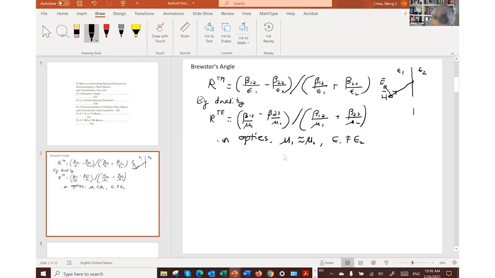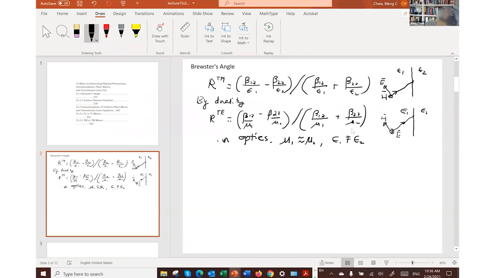Whereas for the TE case, you have the electric field parallel to the interface. Let me draw the magnetic field like that. The electric field is parallel to the interface, and hence it will not feel the presence of polarization charges at the interface. Hence, this reflection coefficient will not have epsilon_1 and epsilon_2 appearing in it, because no polarization charges are induced at the interface. It's just a good mnemonic.